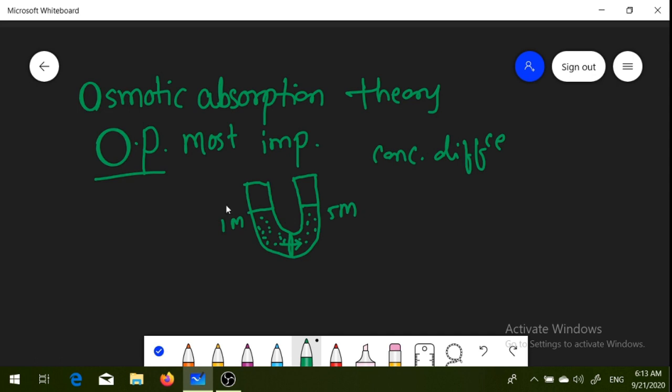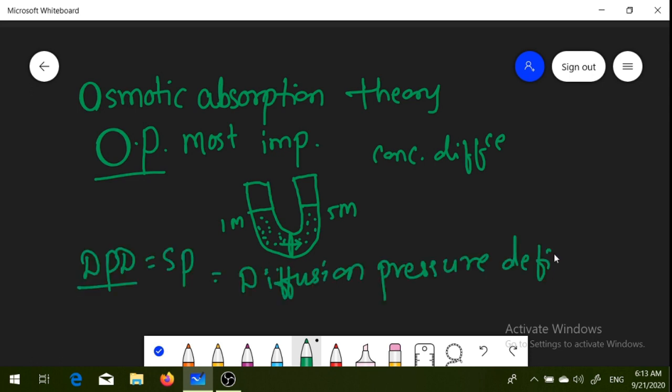Okay. So according to this osmotic absorption theory, the osmotic potential, then DPD, which is also known as the suction pressure, is also important. The DPD means the diffusion pressure deficit. The diffusion pressure deficit means what?